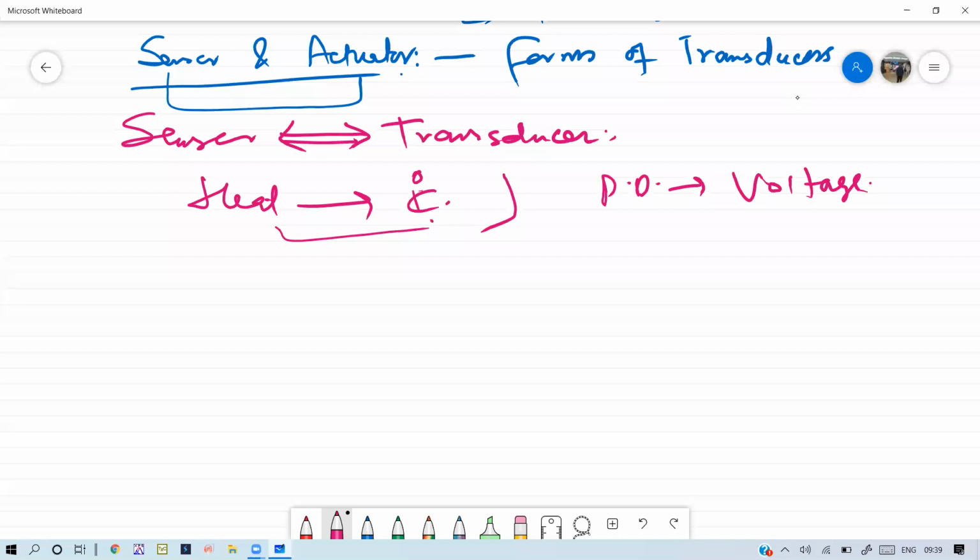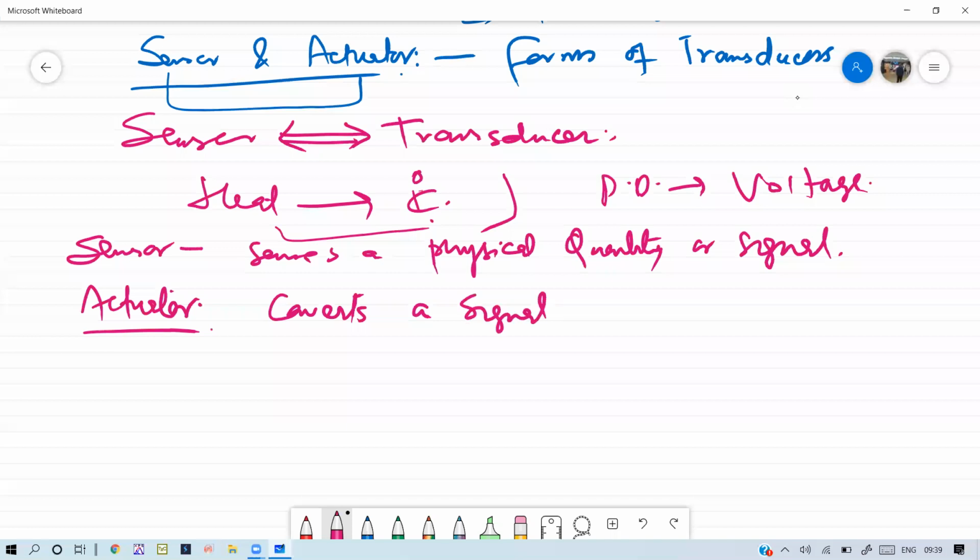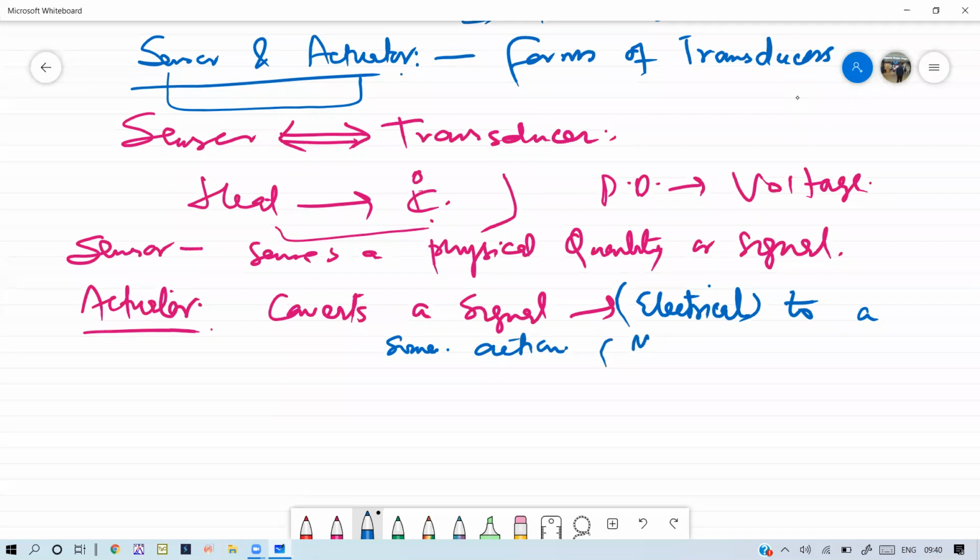And what is a sensor? It actually senses any signal. A sensor senses a physical quantity or a signal. Then what is an actuator? An actuator converts a signal, generally an electric signal, to some action. The action may be mechanical.